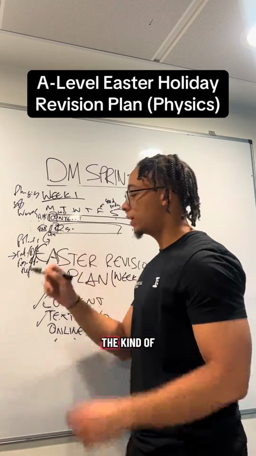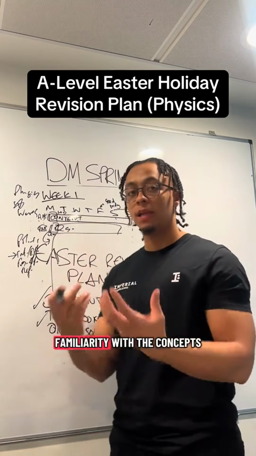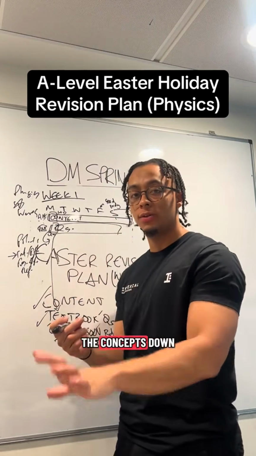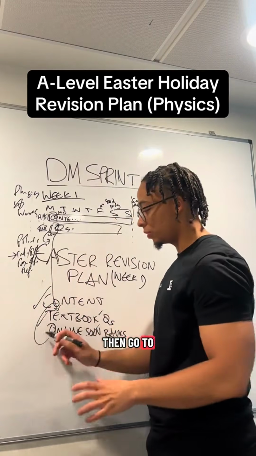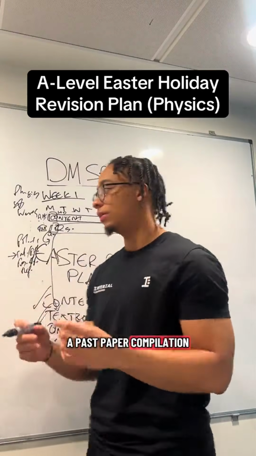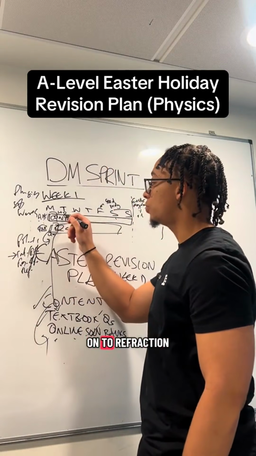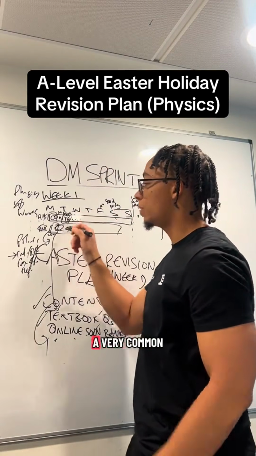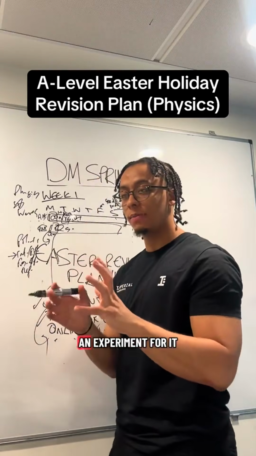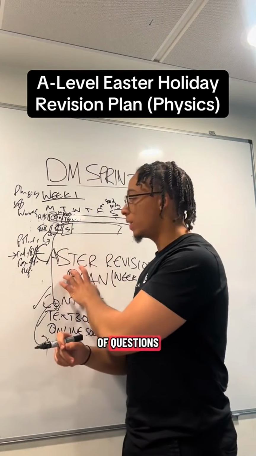In the PM, the kind of questions you should be doing: 1, go to the textbook to build familiarity with the concepts. I know it's easy, but you need to get the concepts down. Then go to online solution bank questions, which are just a past paper compilation. Then Tuesday, I would then move on to refraction. This is also a very common one that comes up. And also you need to know how to describe an experiment for it. Then in the evening, I would repeat these type of questions.